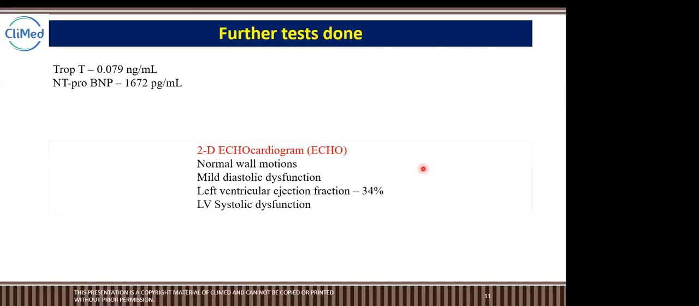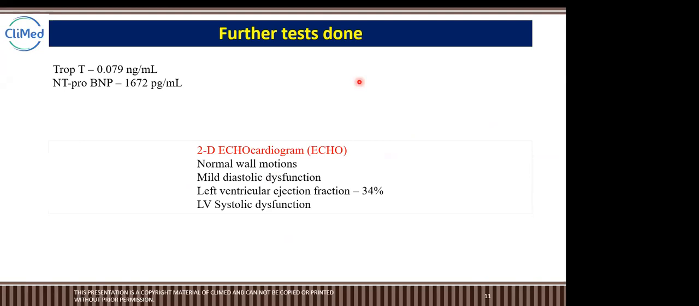Sir, I have a doubt. There are two tests, BNP as well as NT-proBNP. What is the difference in the normal level between NT-proBNP and BNP? In case of BNP, it is 100 picogram per ml. In case of NT-proBNP, it must be less than 150. So BNP 100, NT-proBNP 150, usually in a healthy person.